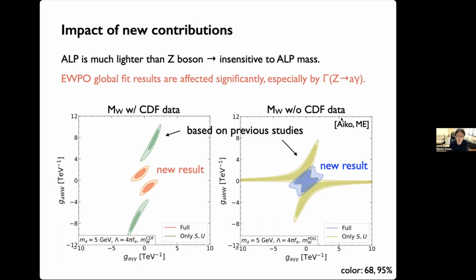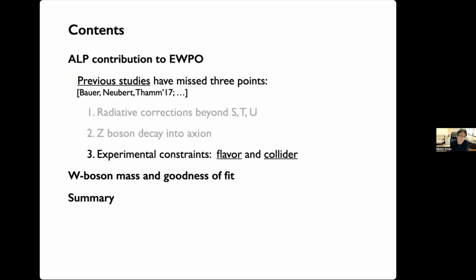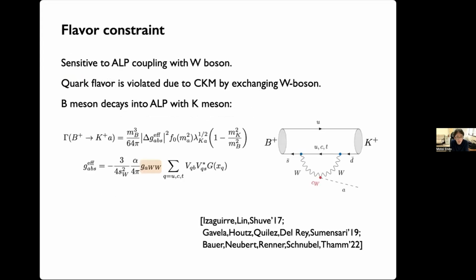Actually, this may come from the effect of the Z boson decay. So it must include. So then we are going to explain the experimental constraints, which come from flavor and colliders. First, the flavor constraint. Actually, the flavor constraint is very, very sensitive to the ALP coupling to the W boson.